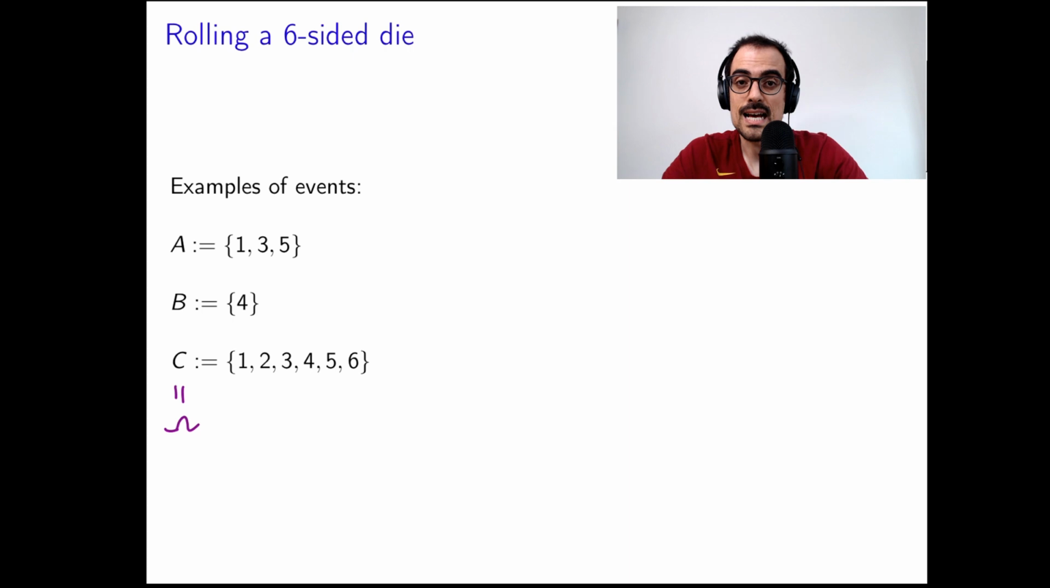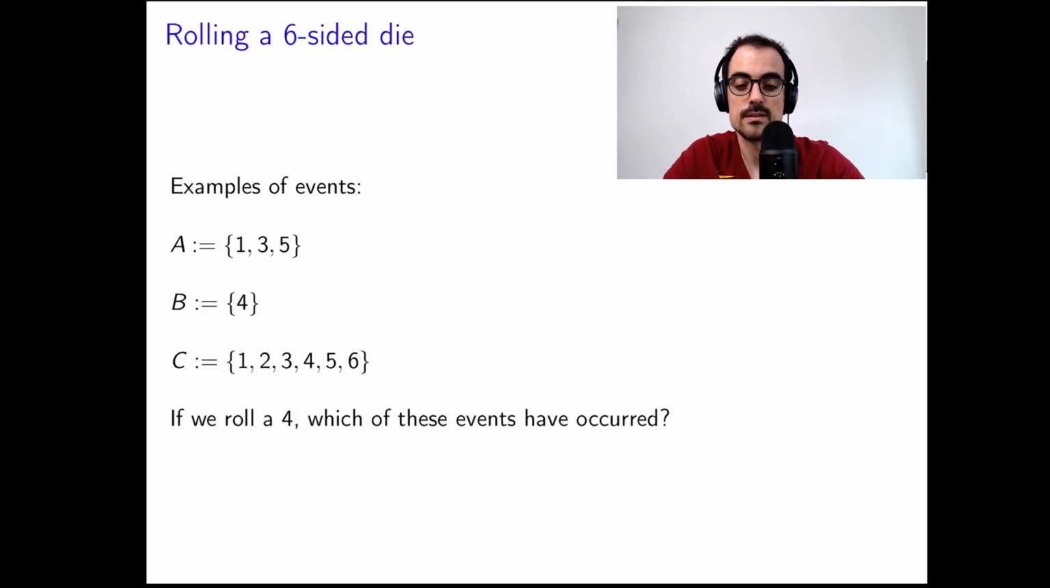We say that an event happens if the outcome of the experiment is inside that set, inside that event. Okay, so now for all of these examples, which of the events happen if we roll a 4? The answer is B and C, because 4 is in B and in C, it is not in A.